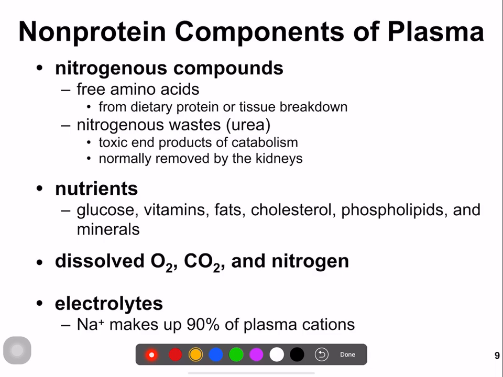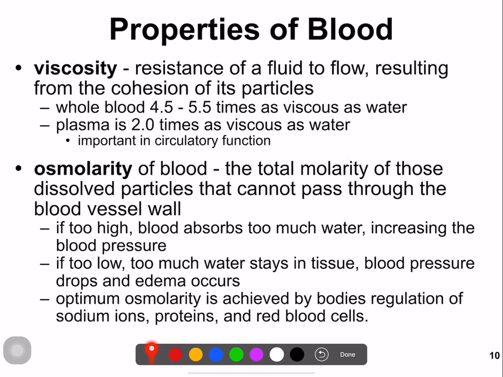Are there non-protein components? Yes, there are. We have free amino acids, nitrogenous waste. We also have what you'd expect, nutrients. We have vitamins, fats, glucose, cholesterol, phospholipids, minerals, dissolved CO2, O2, nitrogen, and not surprisingly, we also have electrolytes. And sodium is a significant cation that we find in there.